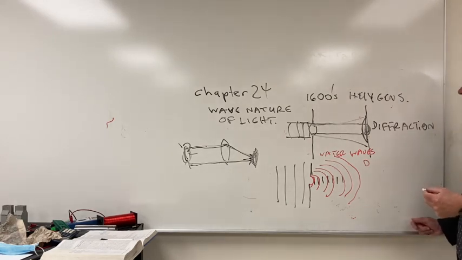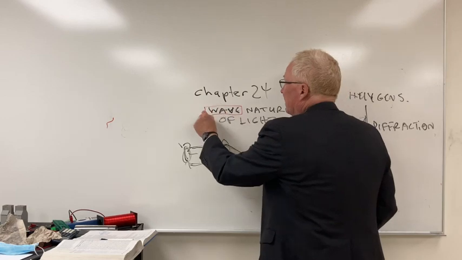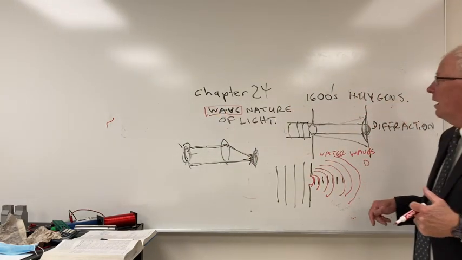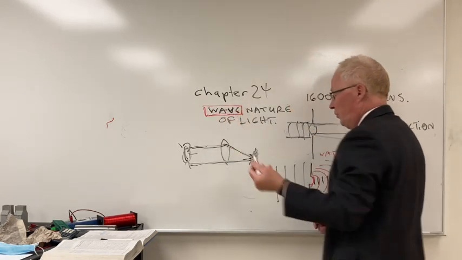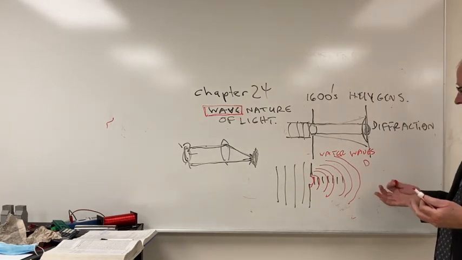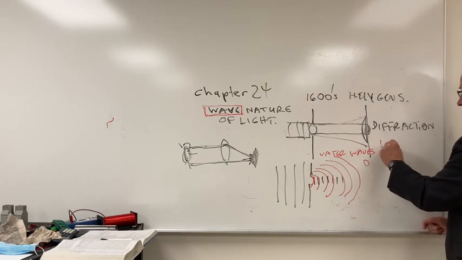So what this means is that light, rather than just being a ray or particles, as we'll see, actually has a wave nature to it. So there's this principle of diffraction going on. And we'll also get into another thing, the principle of interference.